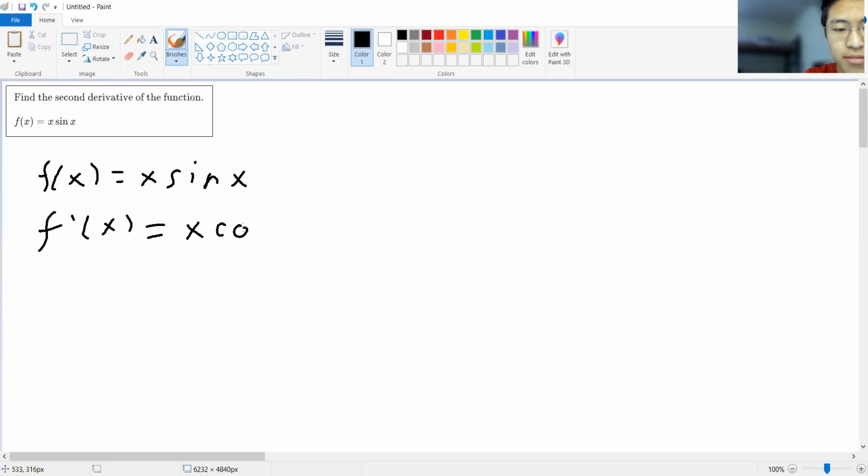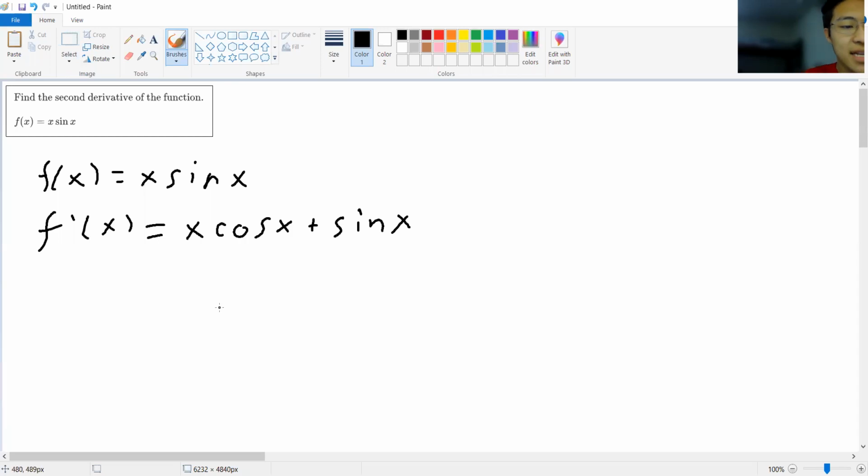So left d right plus, we're going to do the right d left. So right is just sine, and d left, well, the derivative of x with respect to x is just 1. So we're multiplying this by 1, so we don't really need to write that down. So this is the first derivative.